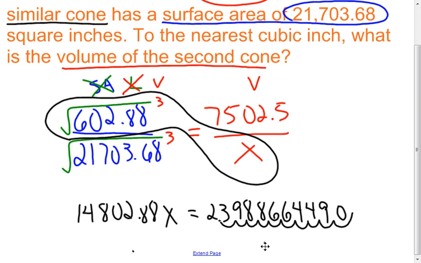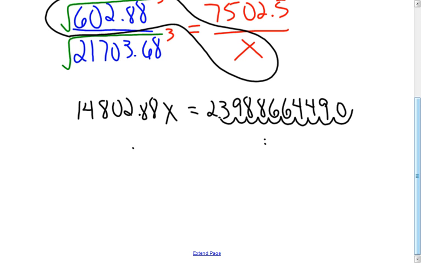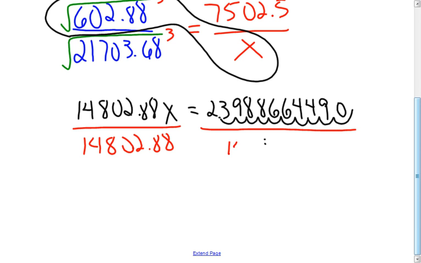There's that big number. And then to finally find the volume, get my x by itself, divide both sides by this 14,802.88 on both sides of my equation. And I'll have my x value.